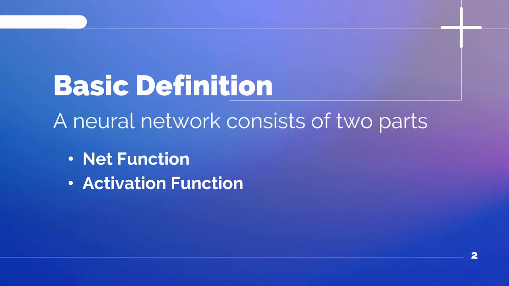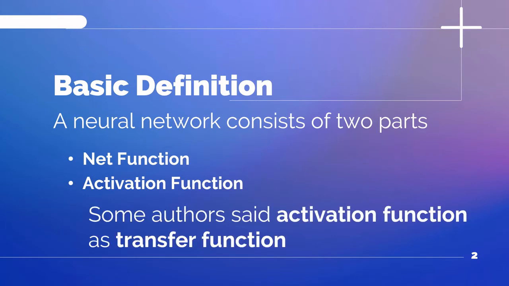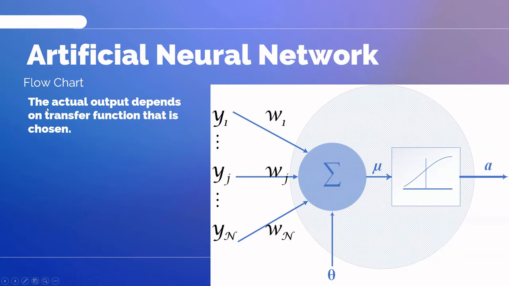Neural network that we discussed in the previous two parts: net function and activation function. Some authors say that activation function is also called transfer function. So the other name of activation function is transfer function. Here is the flow chart of a neural network. The actual output depends upon the transfer function that is chosen. Different types of transfer functions are available, which we discuss in our next videos. So the actual output depends upon the transfer function.